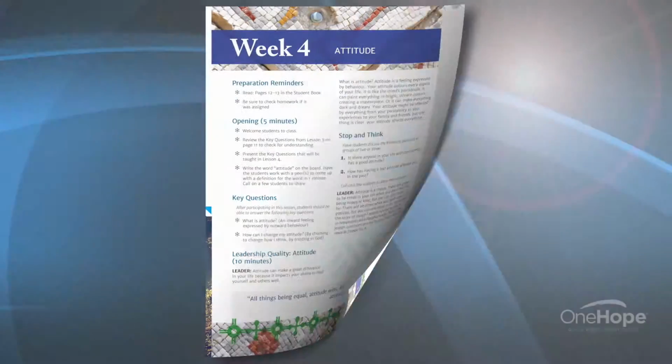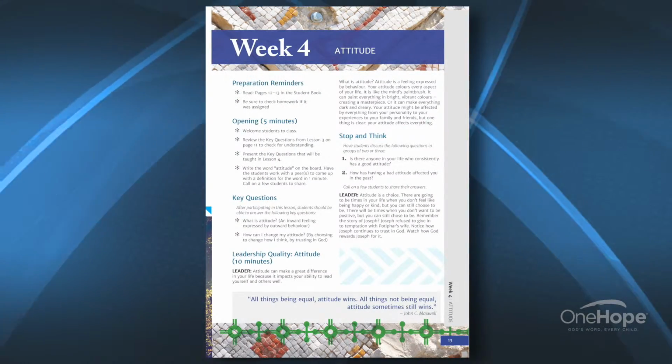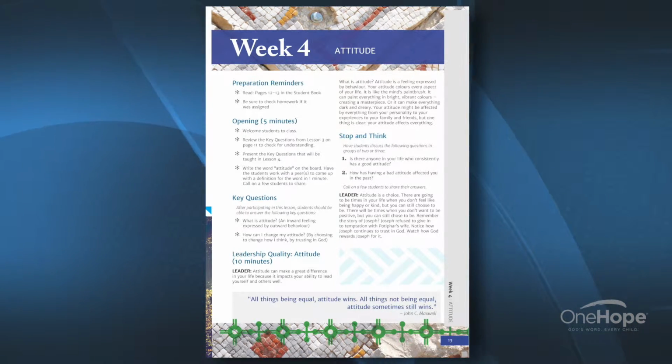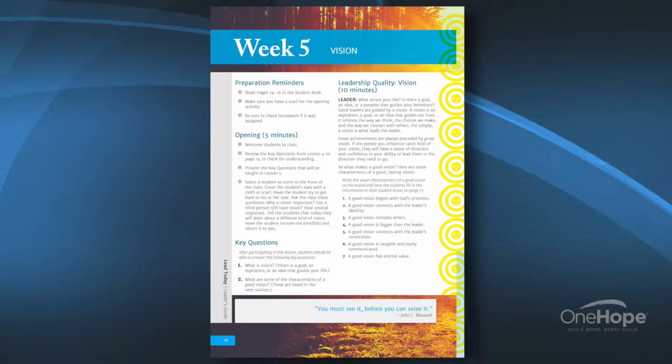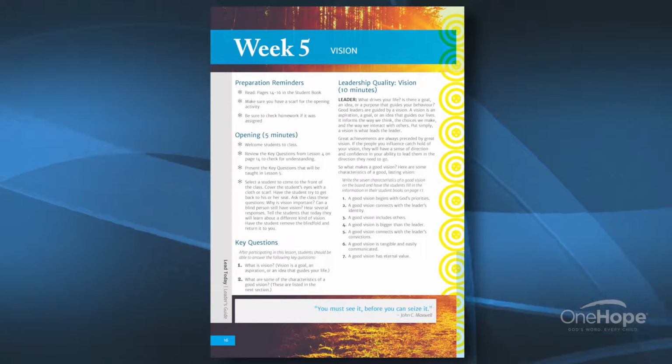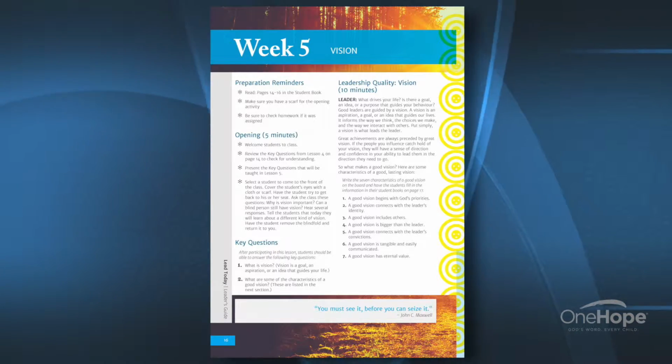In lesson 4, we'll look at attitude. Attitude can sometimes make the biggest difference in your leadership. Attitude is an inward feeling expressed by an outward behavior. We can change our attitude daily by changing the way we think. In lesson 5, we'll look at vision. A vision is a goal or idea that guides your life. A good vision is the one that comes from God.